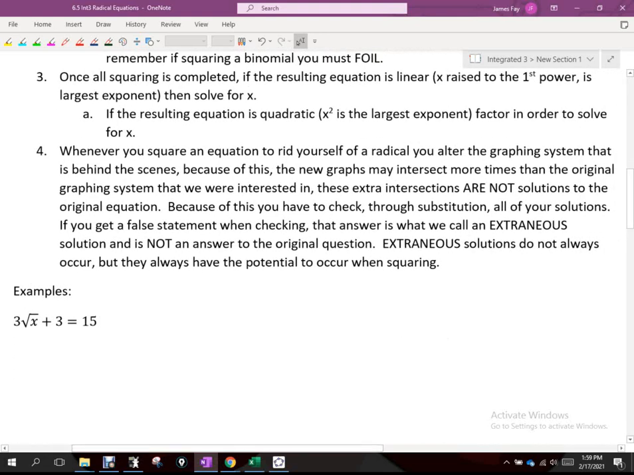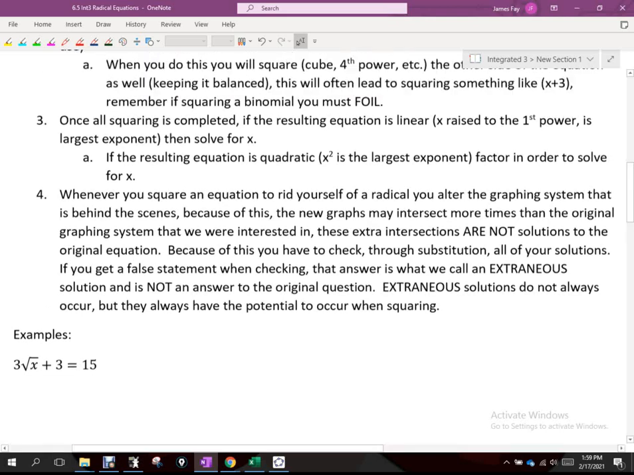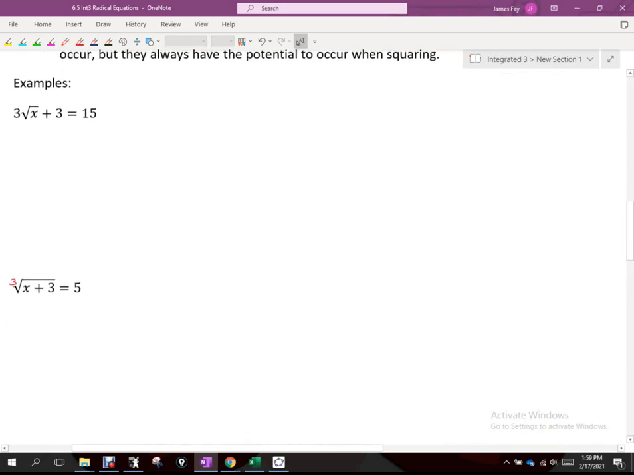Because of this alteration, and I'll show you graphically tomorrow some situations where this happens, the graphs that you generate in the second, third, fourth steps may intersect more than what your initial one did. Therefore, your resulting answers might be greater in number than your initial equation's intersections were. So we have to decipher that. We have to figure out which ones worked and which ones did not work. So those steps will hopefully get us there to start these examples tomorrow.